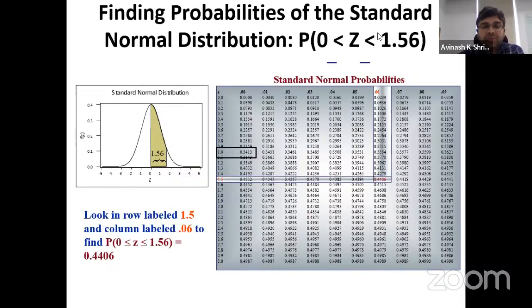Yes. So if someone is looking for a value of Z less than 1.56, that means they have to include the area in the left hand side as well. And the area in the left hand side is what? 0.5. So 0.5 plus 0.4406 will be the area for Z less than 1.56. But if you're looking for a value of 0 to 1.56, the value will be 0.4406, which is excluding the value in the left hand side.